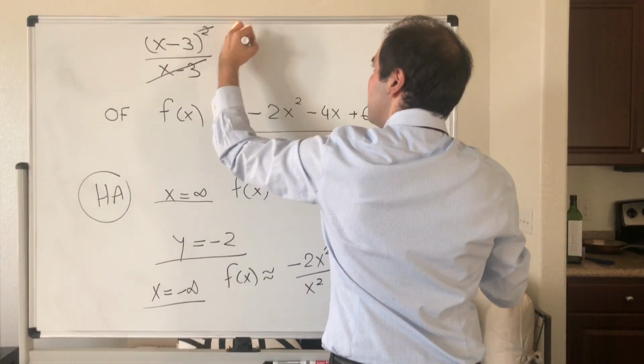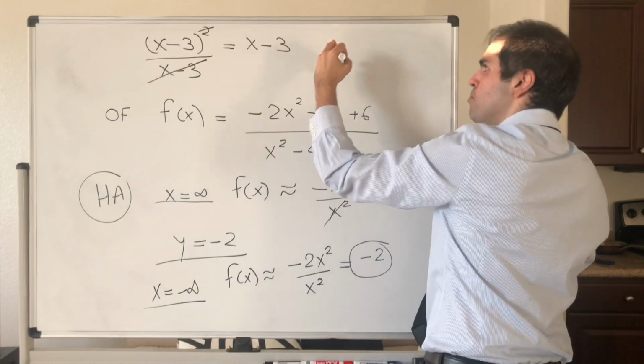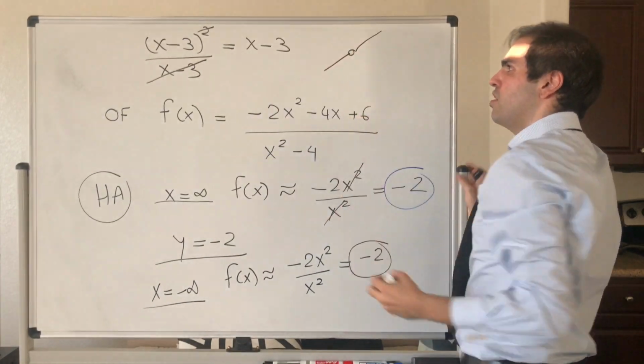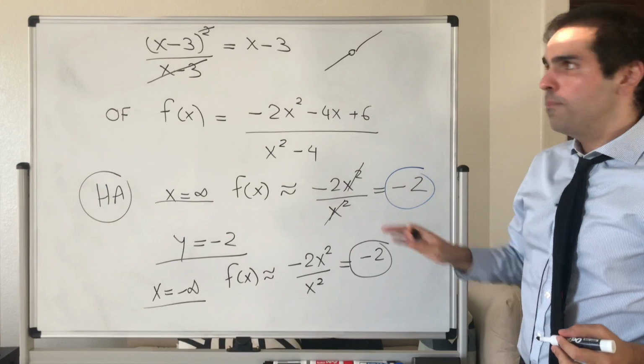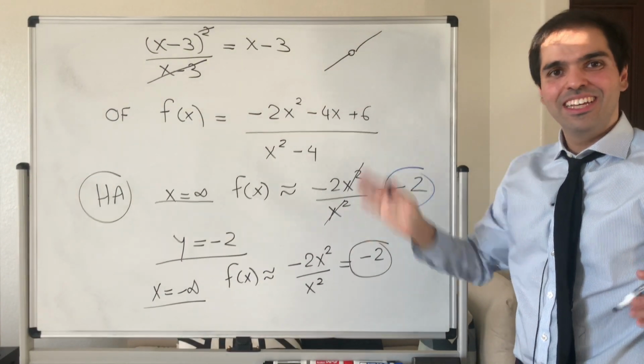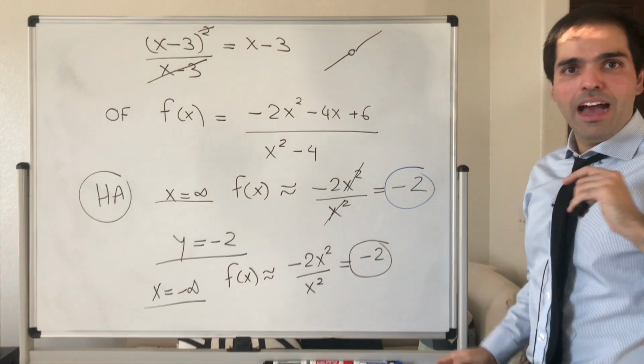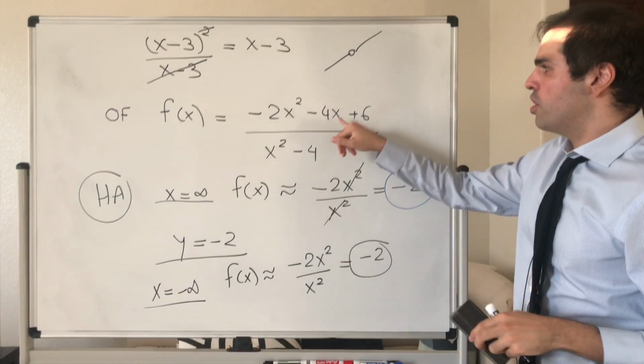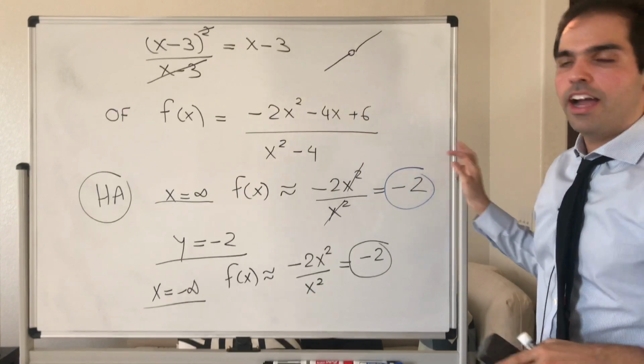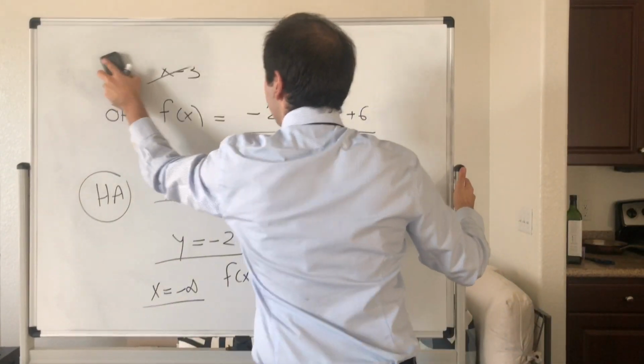But that's not true, because you can simplify this and get x minus 3. So this function would look like a line with a hole, but that's not a vertical asymptote. You need to make sure the function blows up. So, back to our problem. To find a vertical asymptote, let's simplify the numerator and the denominator.